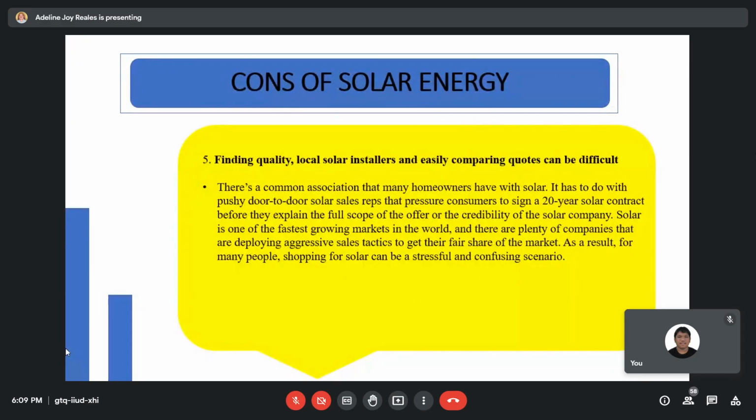Finding quality local solar installers and easily comparing quotes can be difficult. There's a common association that many homeowners have with solar. It has to do with pushy door-to-door solar sales reps that pressure consumers to sign a 20-year solar contract before they explain the full scope of the offer or the credibility of the solar company. Solar is one of the fastest growing markets in the world, and there are plenty of companies that are deploying aggressive sales tactics to get their fair share of the market. As a result, for many people, shopping for solar can be a stressful and confusing scenario.